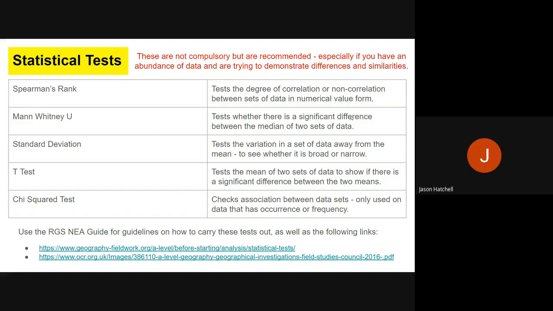Now, that's just a brief roundup of some of the statistical tests you could use and what you could use them for. But please do check out the links at the bottom of the screen there on the PowerPoint available to you. Both of those links go through all of the types of statistical tests you could use and shows you how to use them. And please don't forget that the RGS NEA guide is also available to you. And that has about 30 pages or so on how to carry out statistical tests and where they are appropriate.